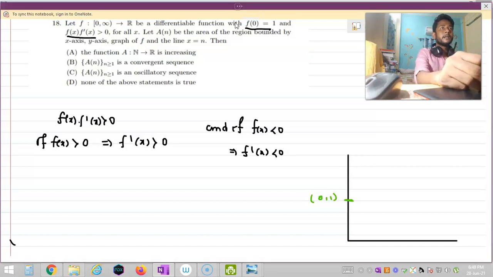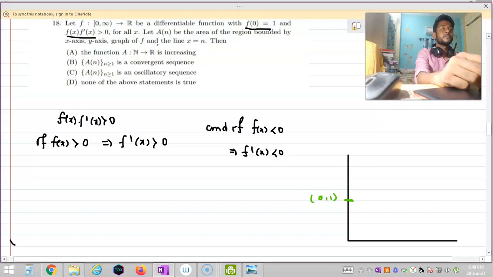Now observe that as f is a differentiable function, f is continuous. As f is continuous at 0, the right hand limit of f must tend to 1. So I can say that f is positive, and hence as f is positive, f' is also positive. As f' is positive, f is an increasing function. So the graph of f looks something like this.